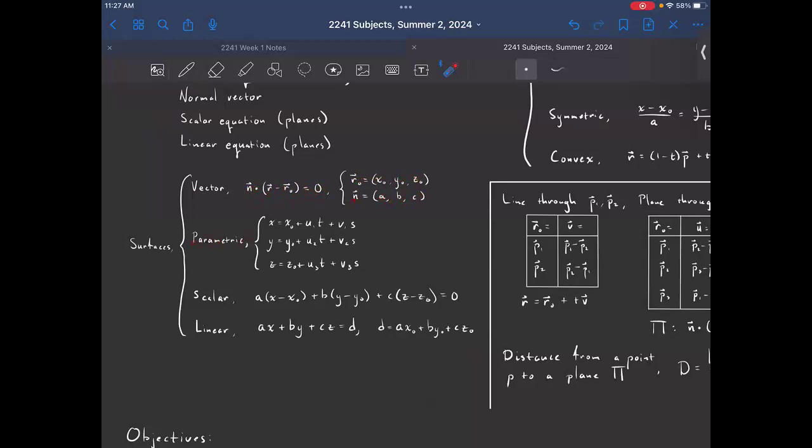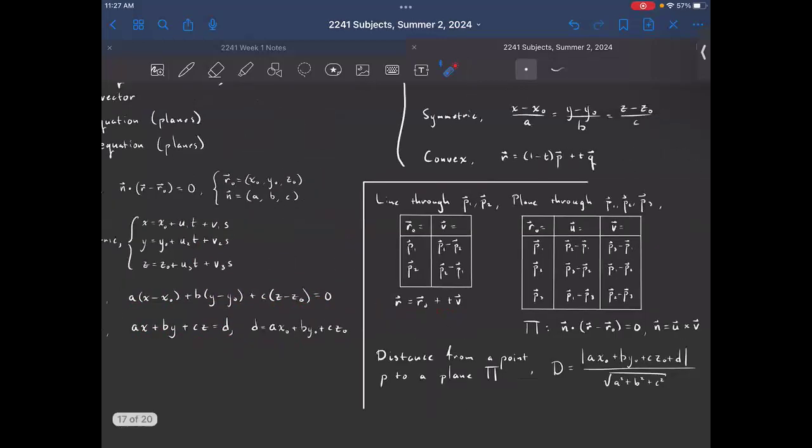Parametric equations, we again split these up into components. This is not as obvious, but you need two parameters here, t and s, in order to get all of the points on a plane. It's a two-dimensional surface, therefore you need two parameters to write it down. The scalar equation looks like this, which is probably what you're more familiar with. We just have x, y, and z, and you say that's equal to 0. And then you have the linear equation, which is a variation of this.